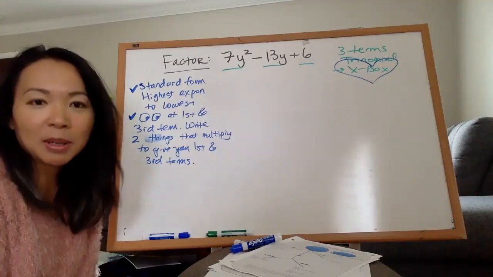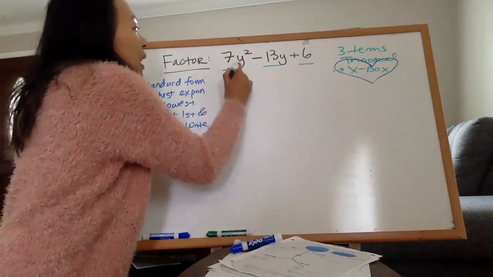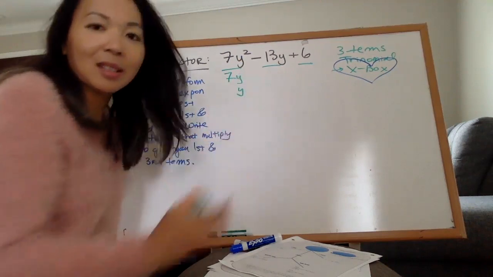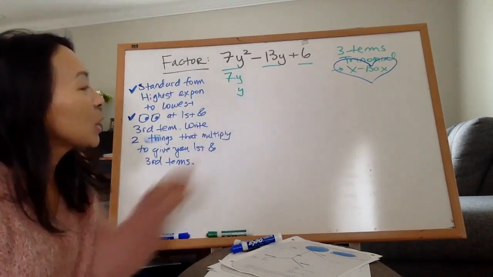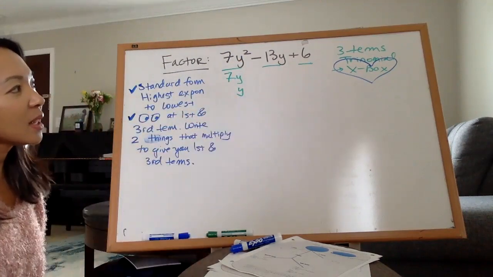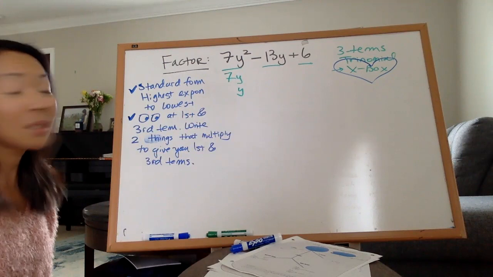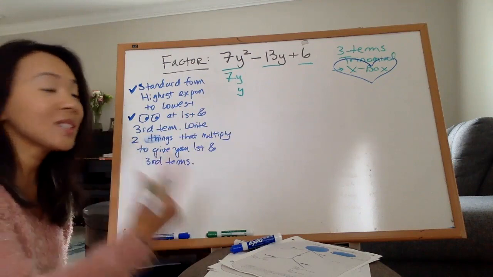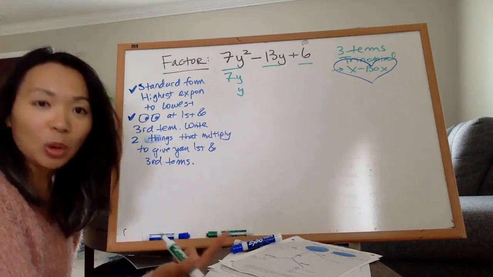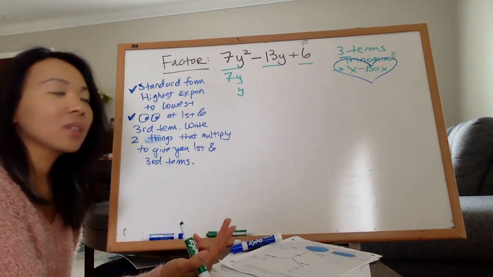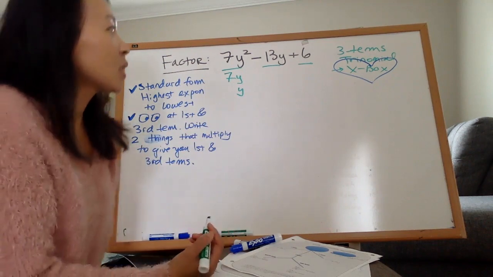Well, what two things multiply to give me 7y squared would be 7y and y, right? That's the only option. Now, what two things multiply to give me 6? Well, there's lots of things that multiply to give me 6. There's 1 and 6. There's 6 and 1. There's 2 and 3, and 3 and 2. Right, so there's a couple options.